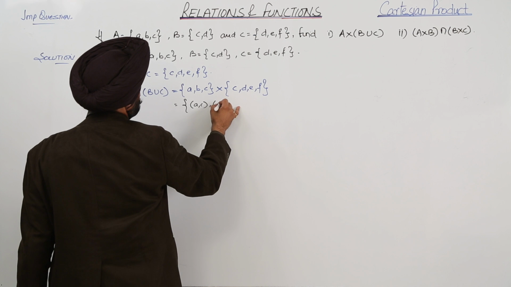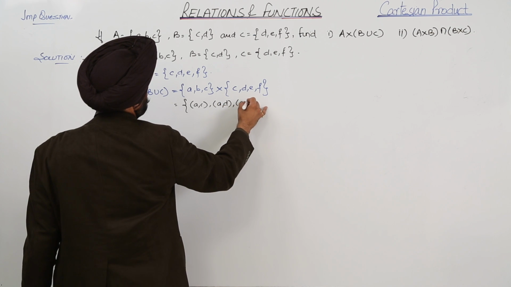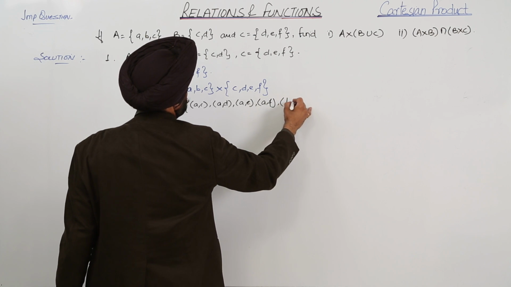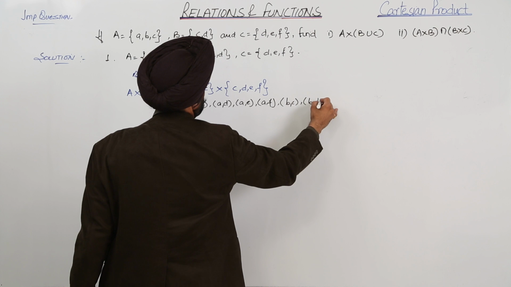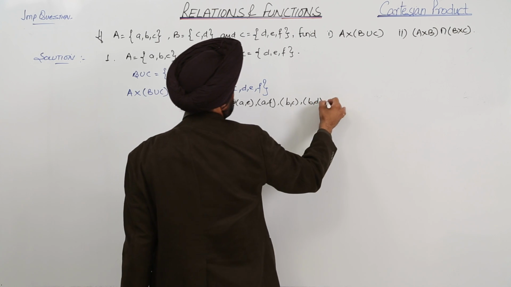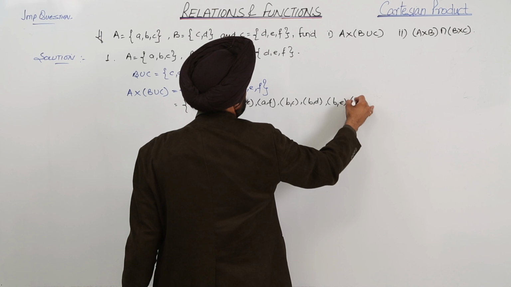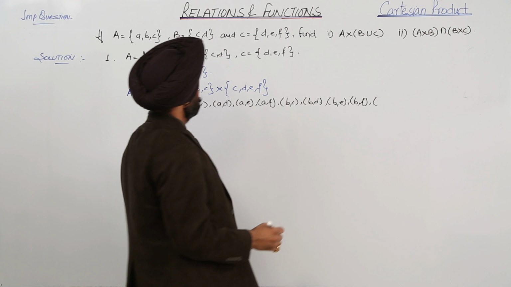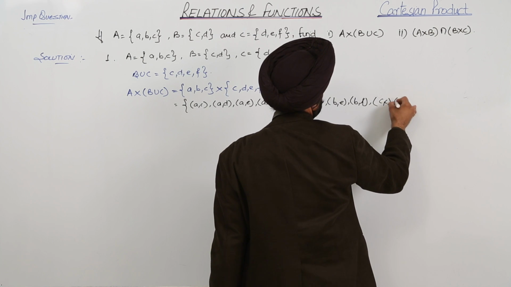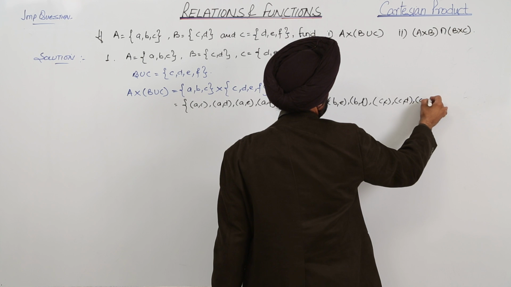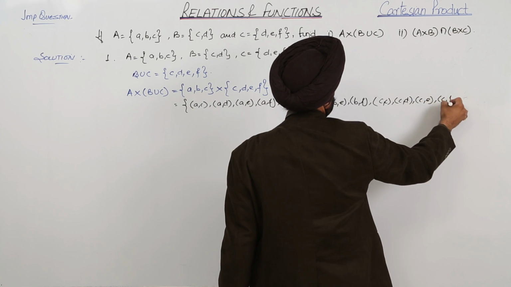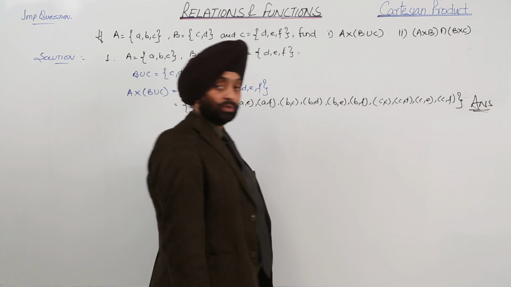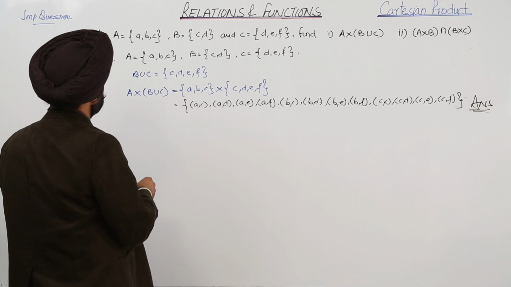AC, AD, AE, AF. Then with B: BC, BD, BE, BF. Then it is C. This is the answer for the first part. Okay, very simple thing. Now going for the second part.